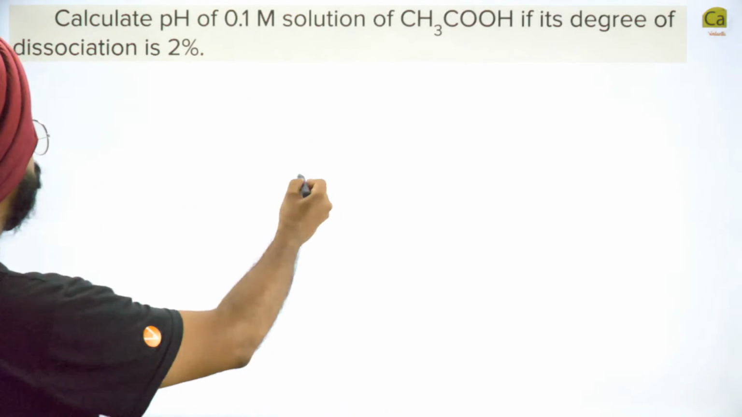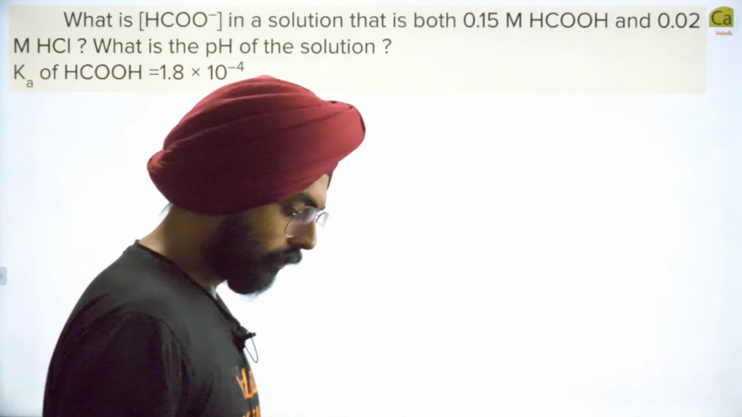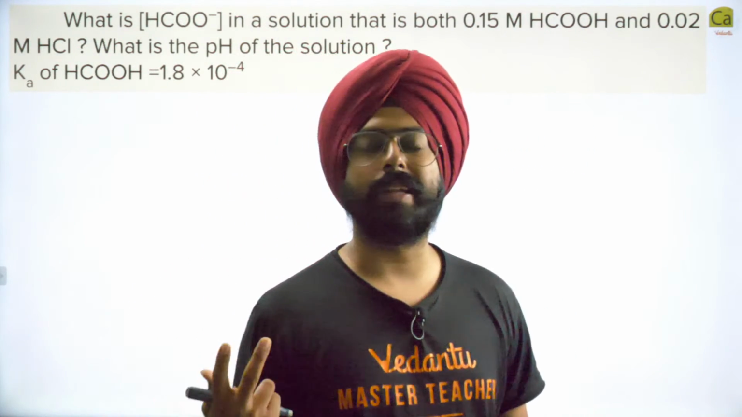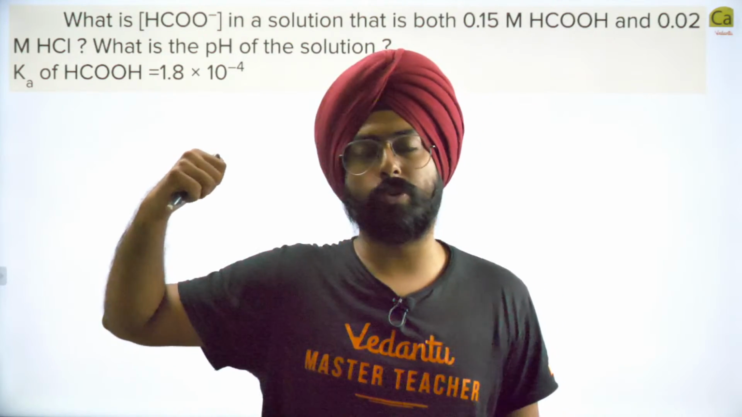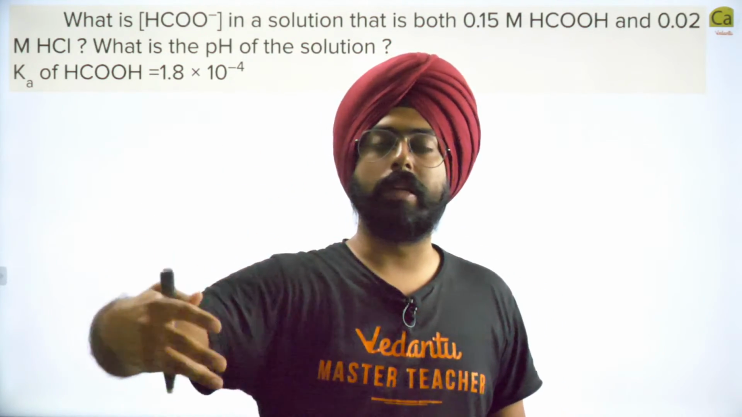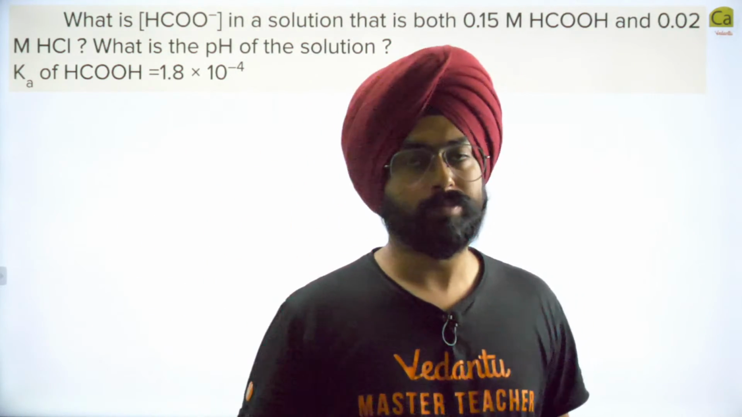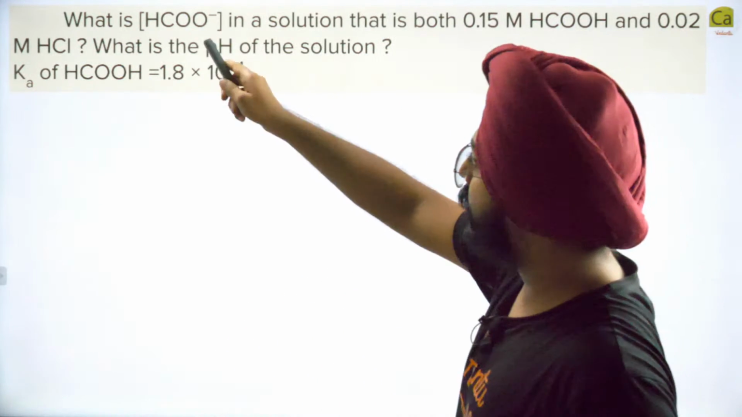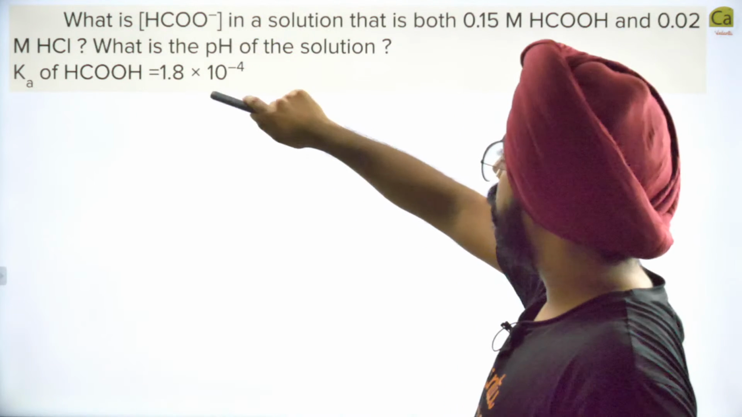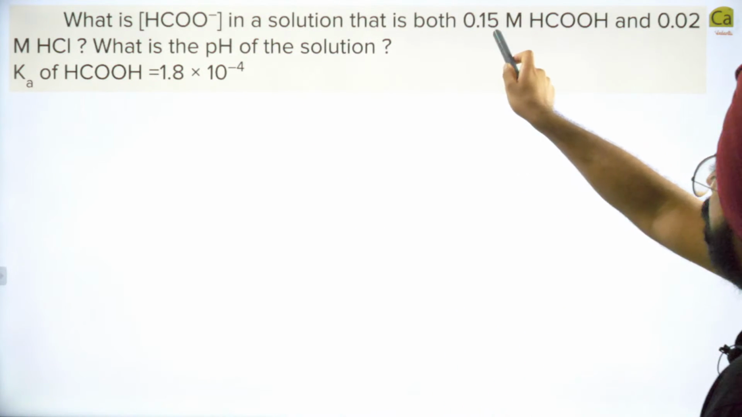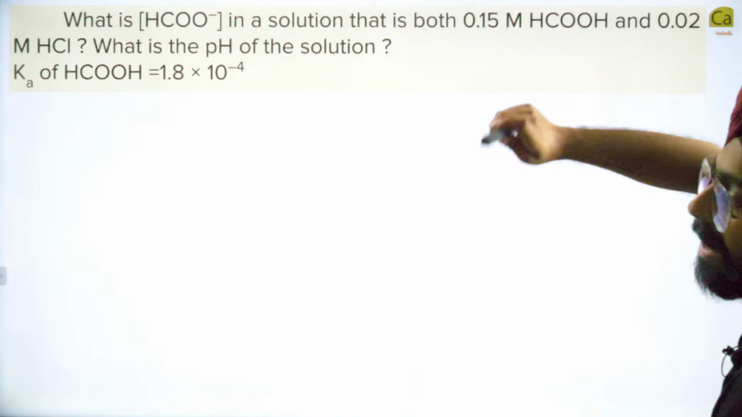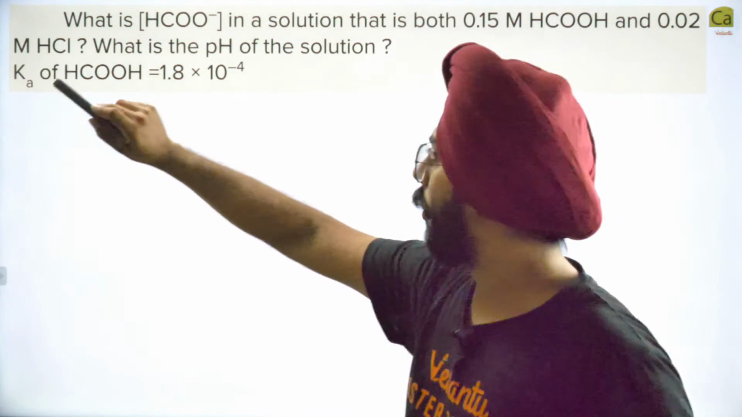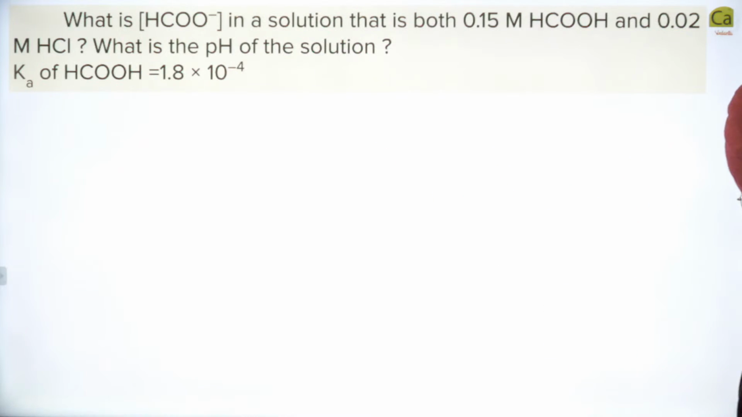Now let us move forward and let's solve this question. You must have noticed that my approach for most of the chapters of physical chemistry is we solve questions, and via questions we learn how to deal with the theory. That's how chemistry is supposed to be done. Okay, so what is the HCOO negative concentration in a solution that is both 0.15 molar HCOOH and 0.02 molar HCl? What is the pH of this solution?